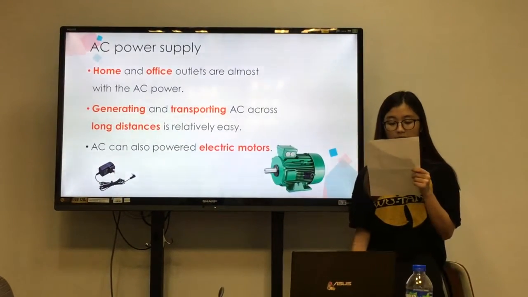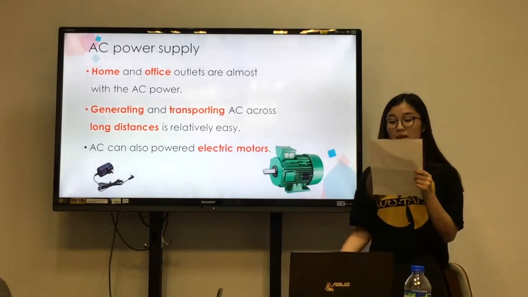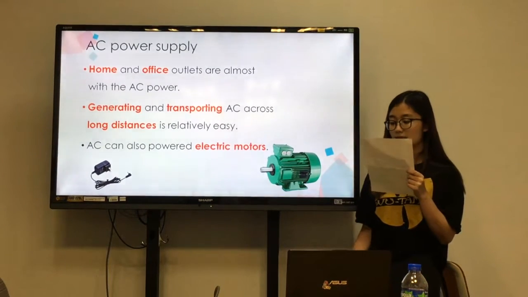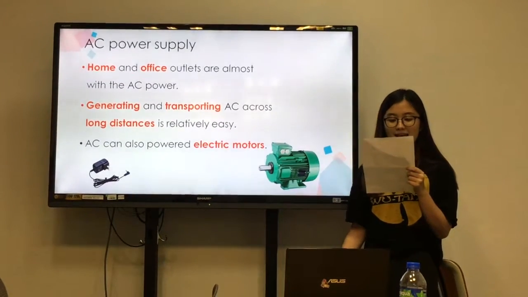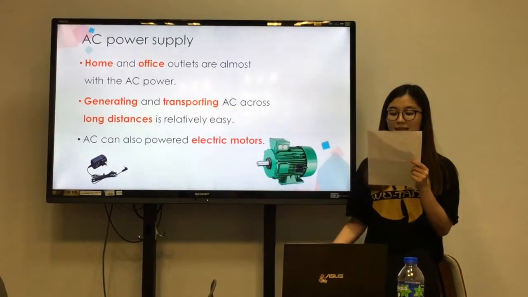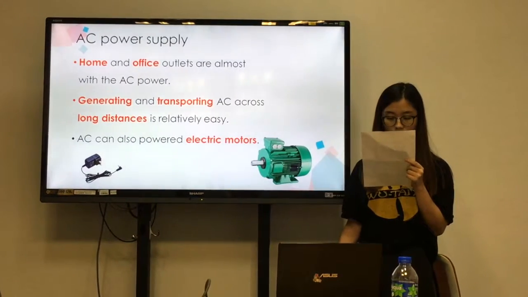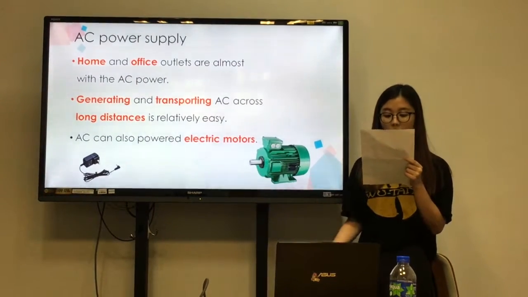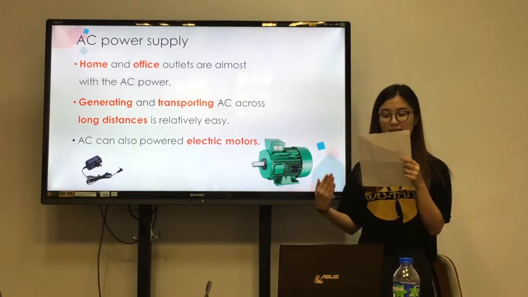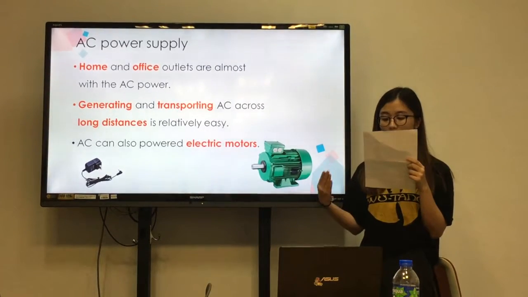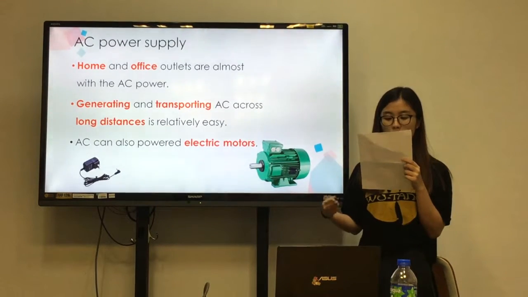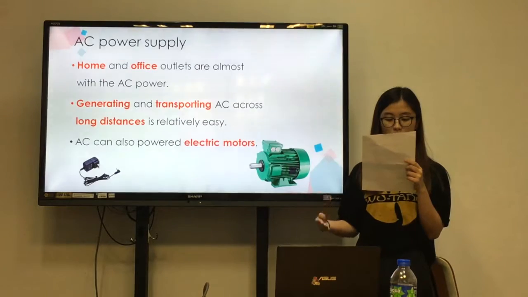Home and office outlets are almost always AC. This is because generating and transporting AC across long distance is relatively easy. At high voltage over 110 kV, less energy is lost in electrical power transmissions. Higher voltage means lower current, and lower current means less heat generated. In the power line, due to resistance, AC can be converted to and from high voltage easily using transformers.